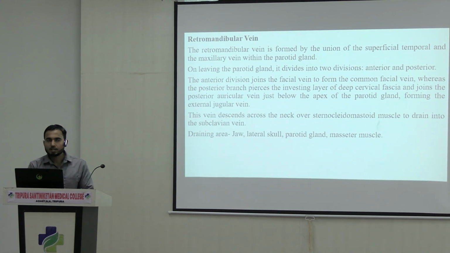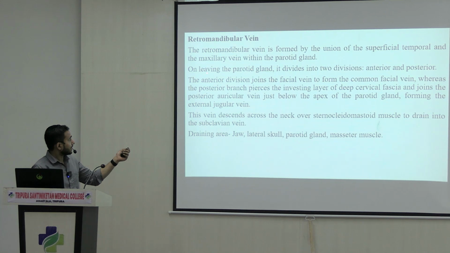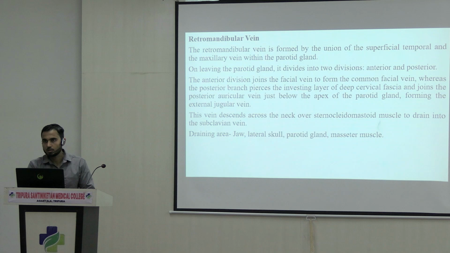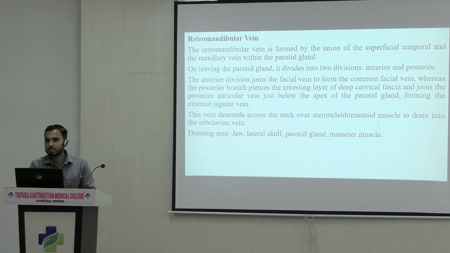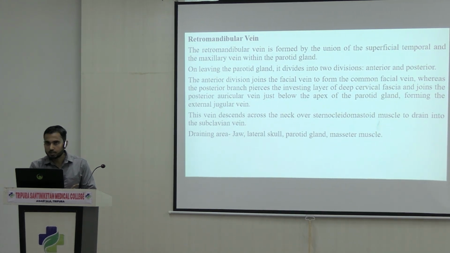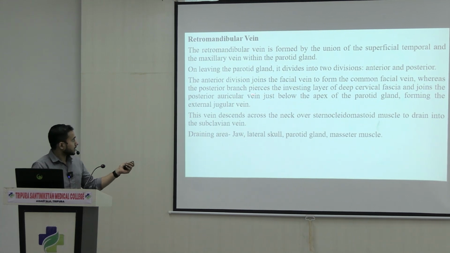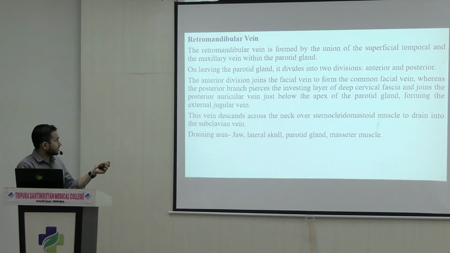When it leaves the gland, it divides into two tributaries. What are these? Or you can say two divisions, anterior division and posterior division. So after leaving the parotid gland, it divides into two divisions, anterior and posterior. Now this anterior division, just now I have shown you, will join with the facial vein to form the common facial vein. Whereas the posterior one will pierce the investing layer of deep cervical fascia, and it will join with the posterior auricular vein.